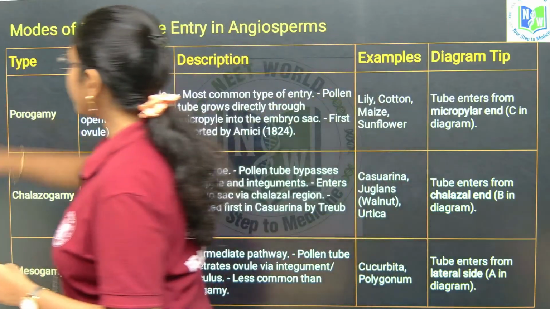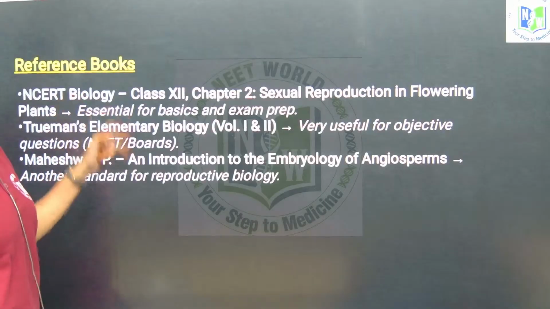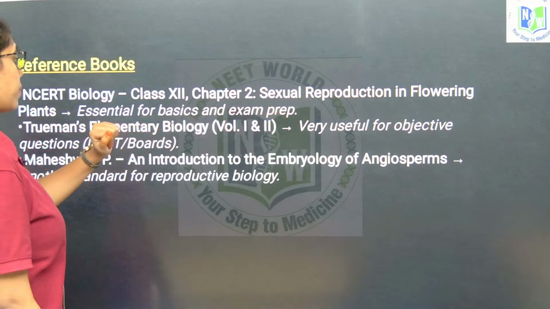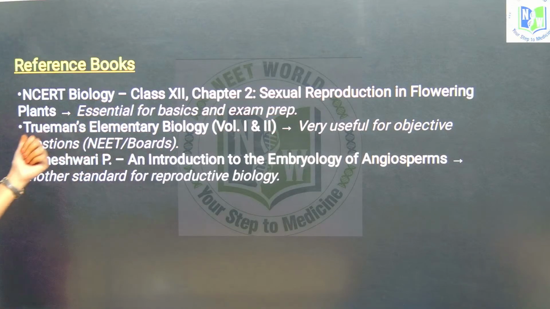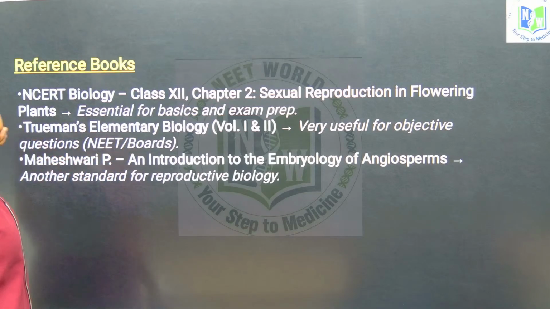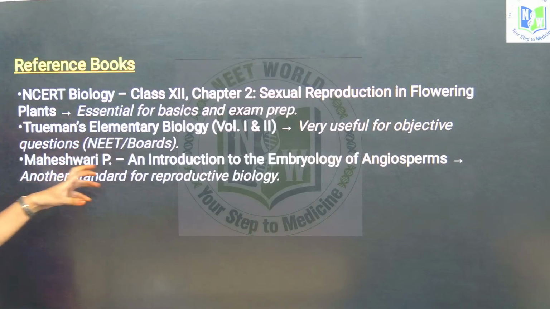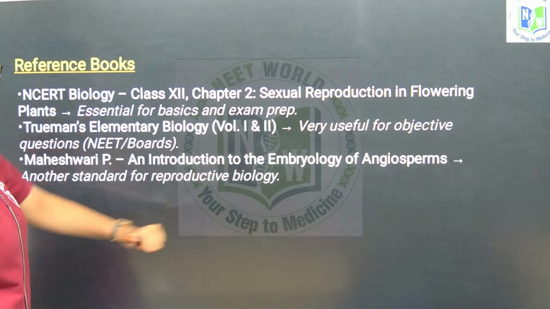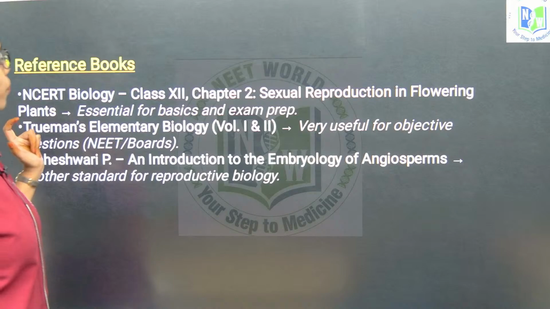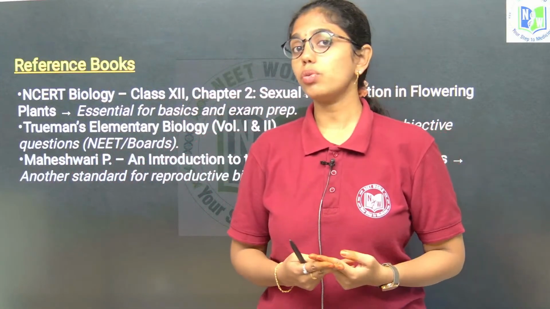So, what will be the reference books for this mode of question? First is NCERT Biology, of course that is the major reference, the chapter on sexual reproduction of flowering plants. Then Trueman's Elementary Biology volumes 1 and 2 for objective practice. And the standard reference book for sexual reproduction of flowering plants is Maheshwari P, An Introduction to the Embryology of Angiosperms. This is one more standard book for reproductive biology. So, with this we have dealt with two questions and two concepts today.